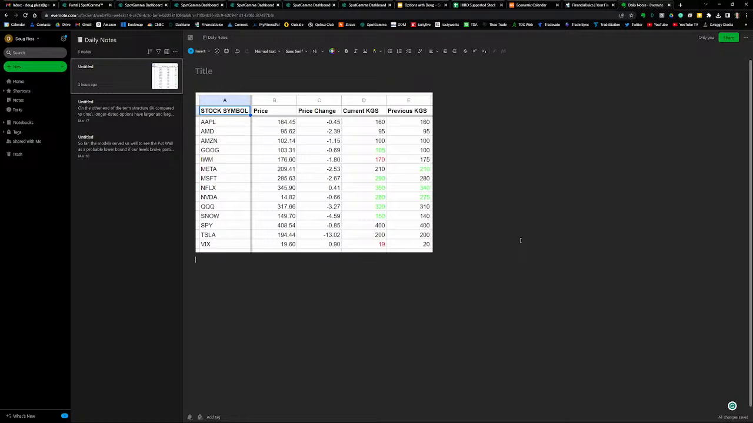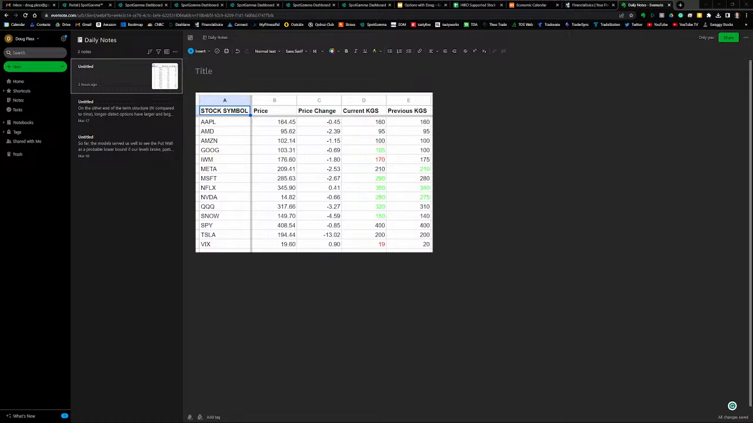These are stocks that I trade on a regular basis, and I track the key gamma strike for today and compare that with the previous day. So the key gamma strike from last Friday is shown in the far right column, the E column, labeled previous key gamma strike, and then the current key gamma strike is for today. And then I color code these numbers. Green for an increase from the previous day. I interpret that as bullish. So bullish for all these stocks.